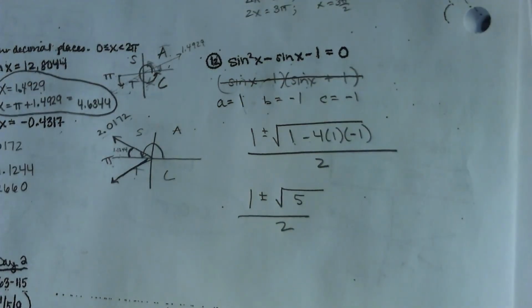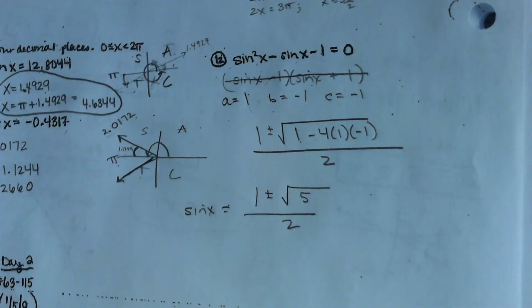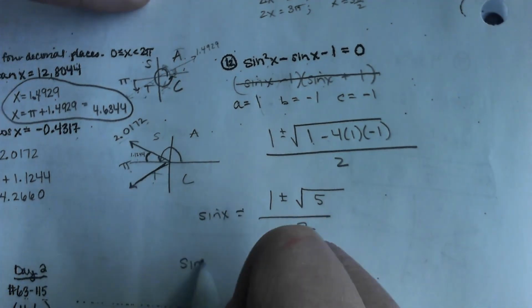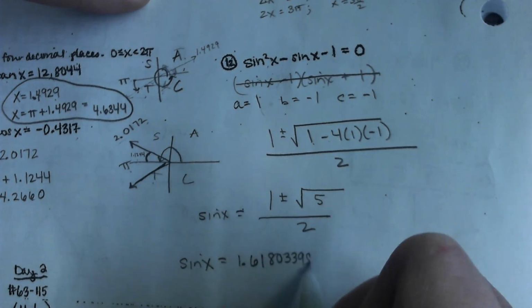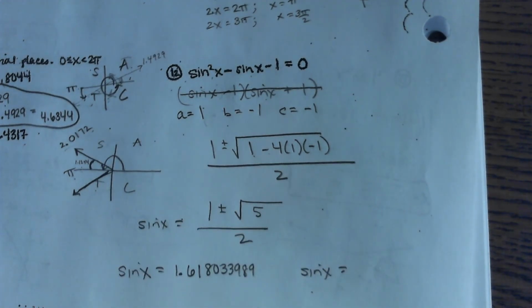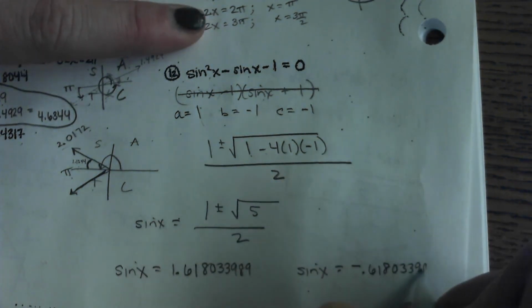Normally the quadratic formula says x equals. This is the sine of x equals because our variable is the sine of x. That's what's being squared. So if I do 1 plus the square root of 5 and divide it by 2, that's telling me that the sine of x equals 1.618033989. Or the sine of x equals 1 minus the square root of 5 divided by 2, negative 0.61803398887.